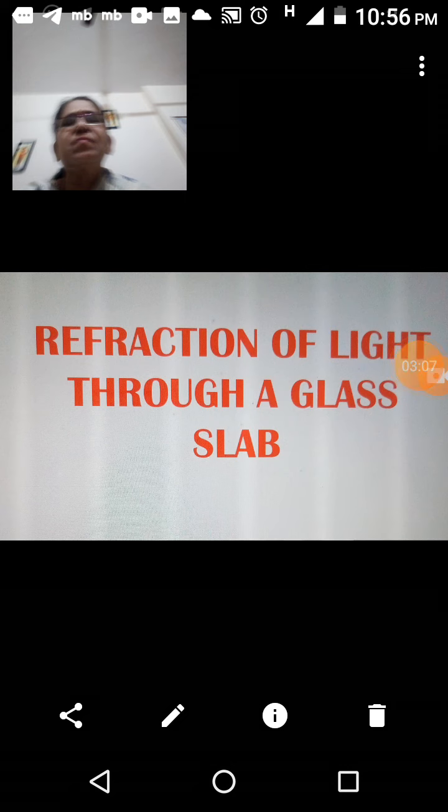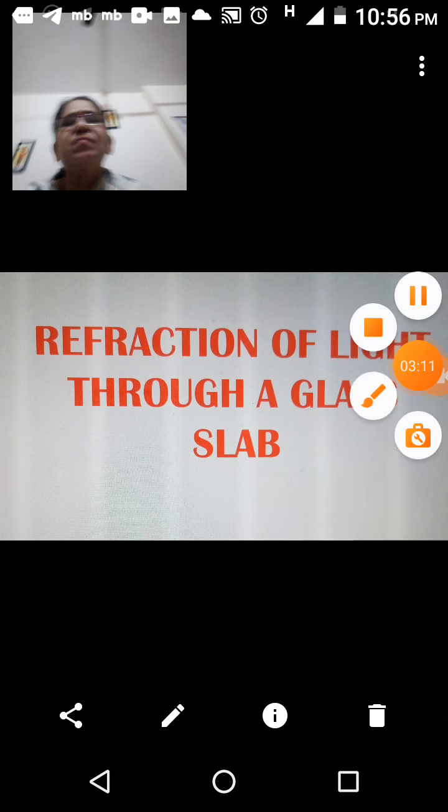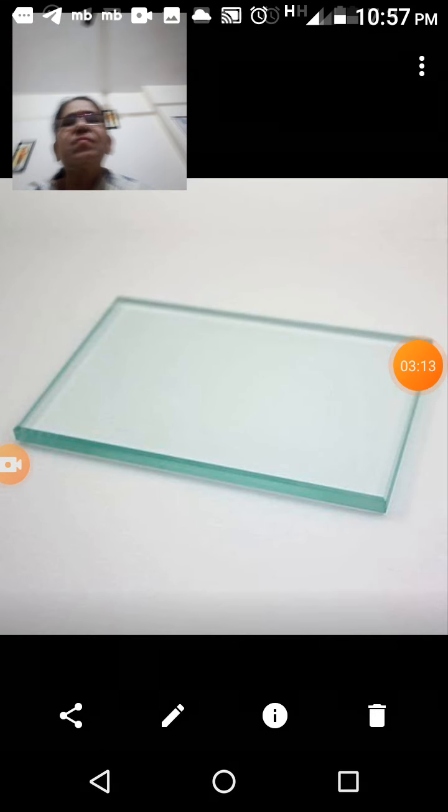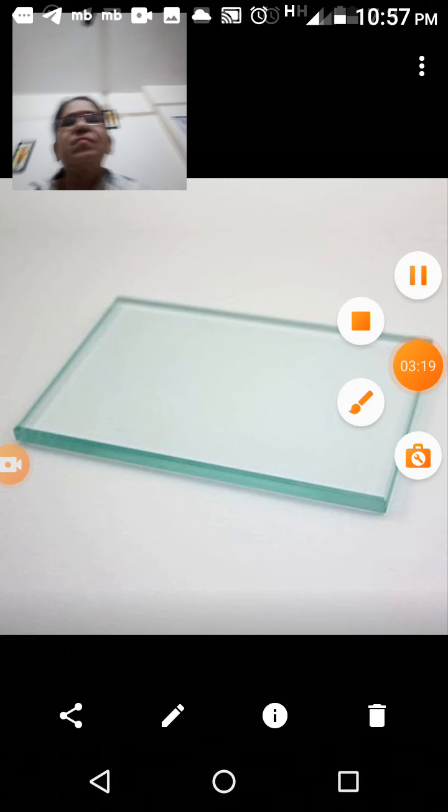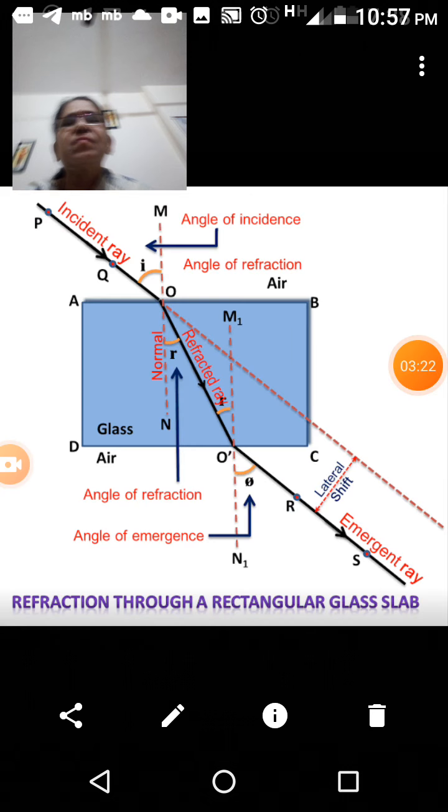Now we will see the refraction of light through a glass slab. This is a glass slab through which we are going to study the refraction of light as it passes through it. Here the figure shows the refraction of a light ray through a glass slab. ABCD, the blue rectangle, shows the outline of the glass slab.